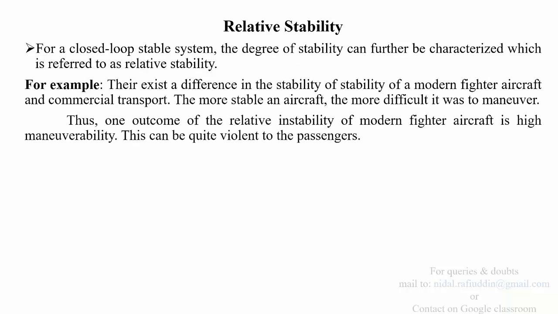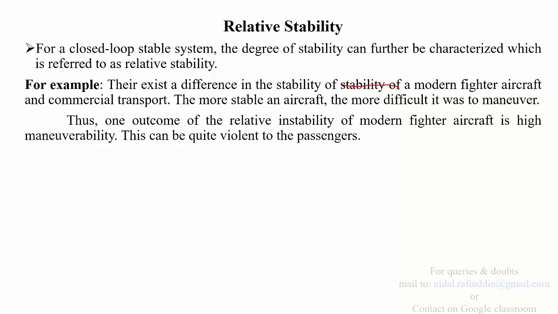For example, there exists a difference in the stability of a modern fighter aircraft and commercial transport. If you talk about the maneuver of modern aircraft and commercial transport, the more stable an aircraft, the more difficult it is to maneuver. Thus, one outcome of the relative instability of modern fighter aircraft: though the modern fighter aircraft will be stable, it will be relatively unstable compared to the commercial transport or the aeroplanes that we move through.